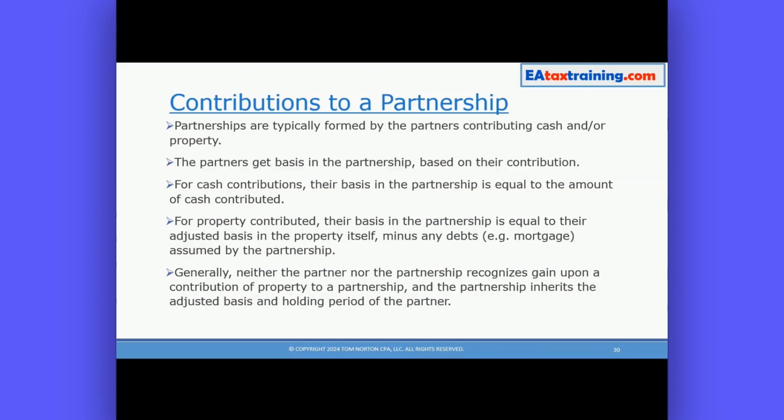And generally, neither the partner nor the partnership is going to recognize gain upon a contribution of property to the partnership. And the partnership inherits the adjusted basis and holding period of the partner. So if the partner has owned that building for more than a year, then it is a long-term asset for them. And so the partnership would simply step into the shoes of the partner. So the partnership now is assumed to have the same adjusted basis as the partner, and they are assumed to have owned it for more than 1 year.